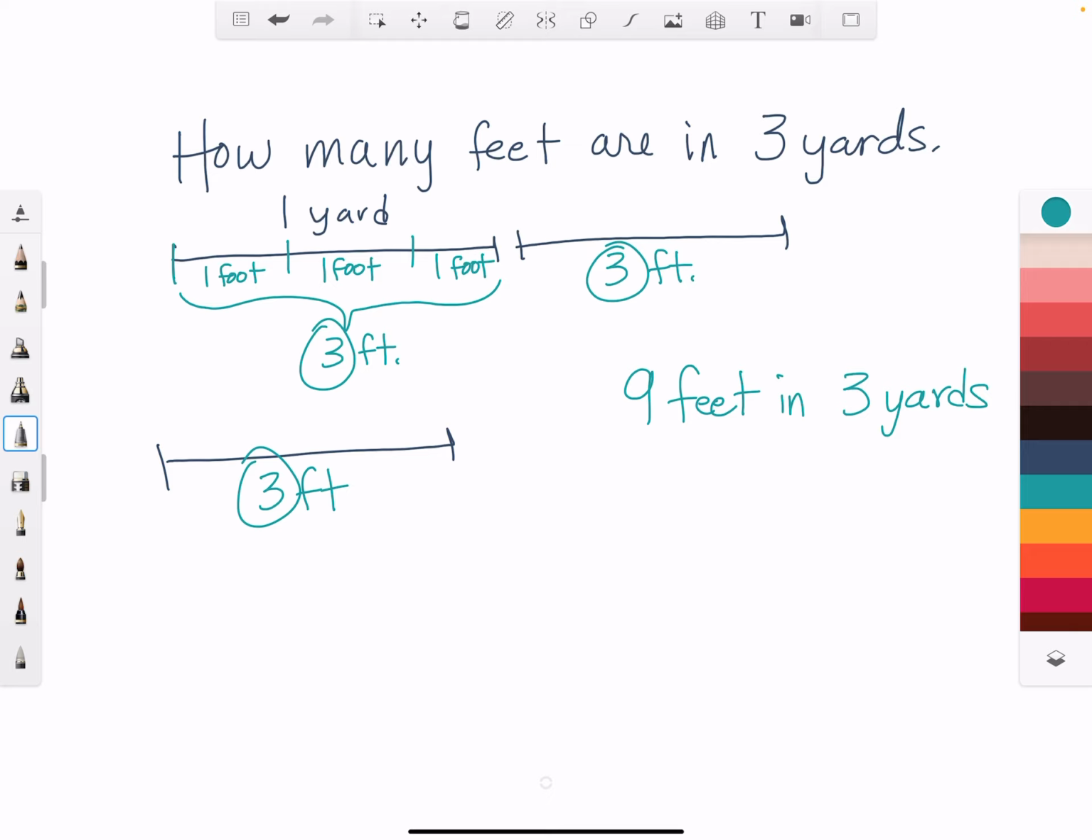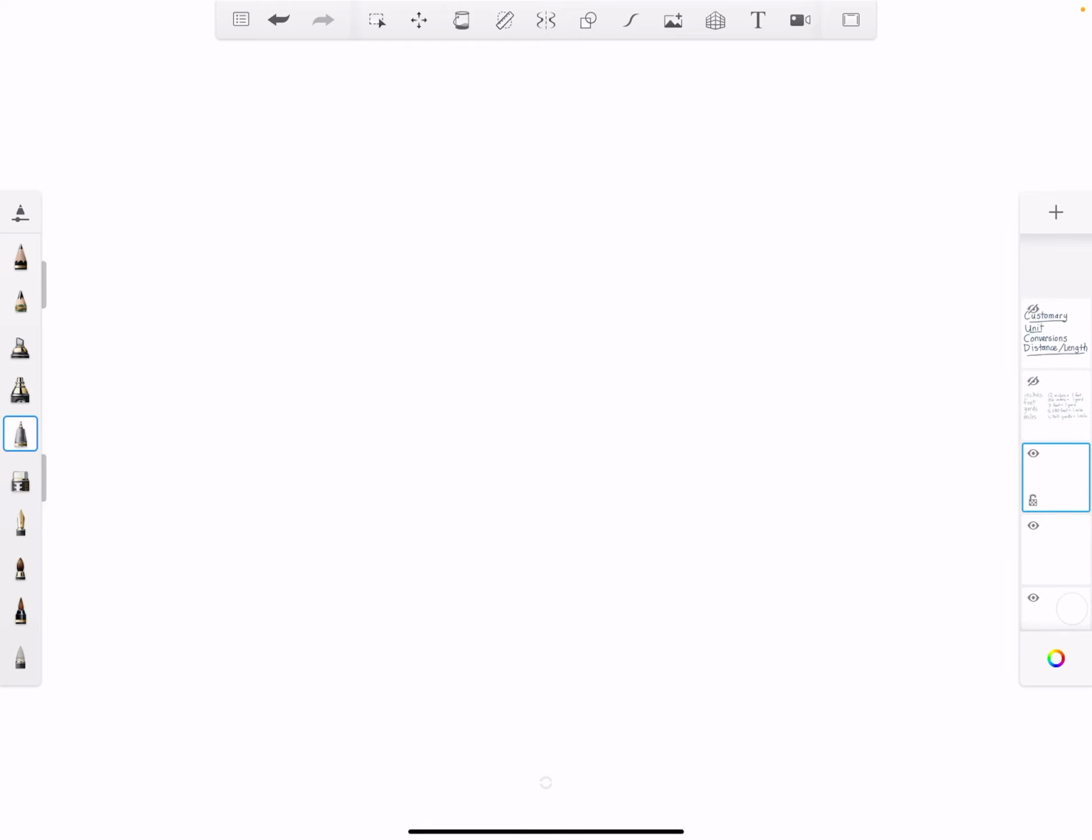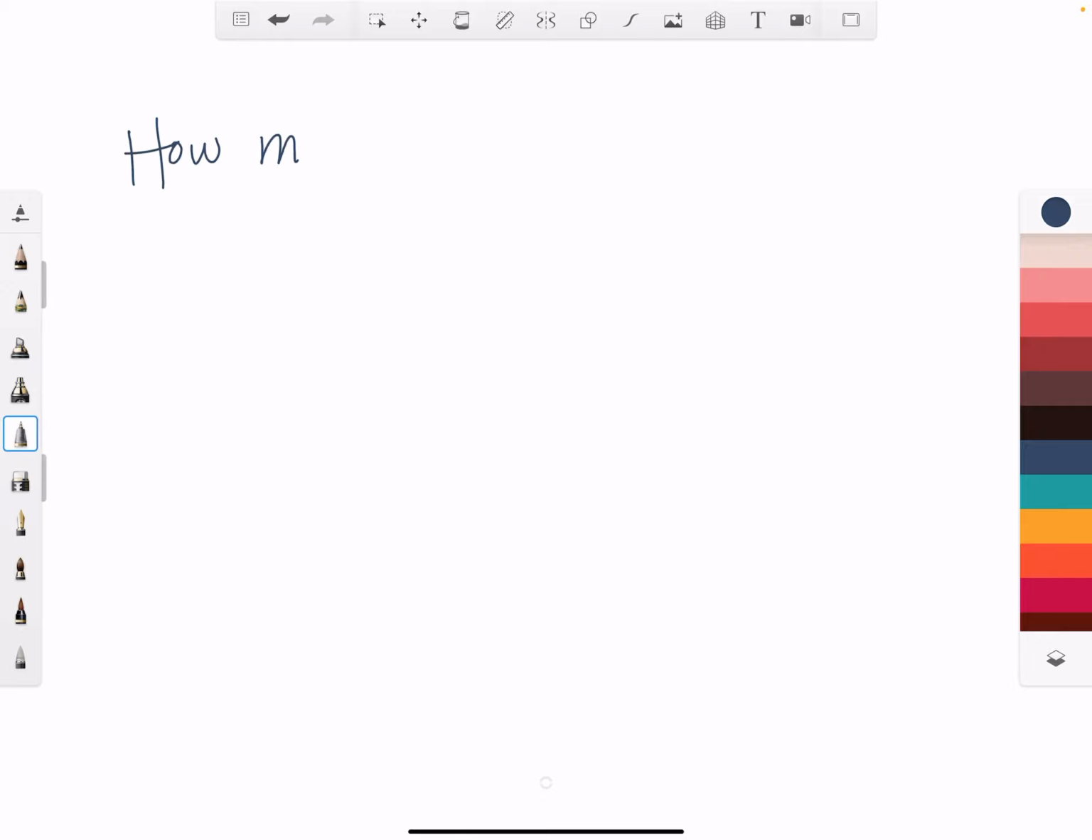Okay, so let's go ahead and clear this one. And let's do going from a bigger unit down to a smaller one. Let's say we want to know how many yards are in 12 feet.